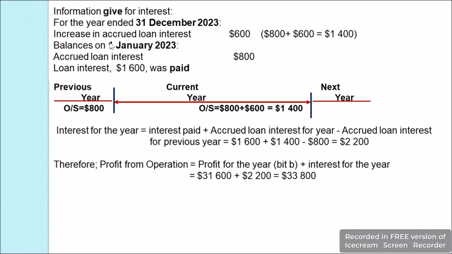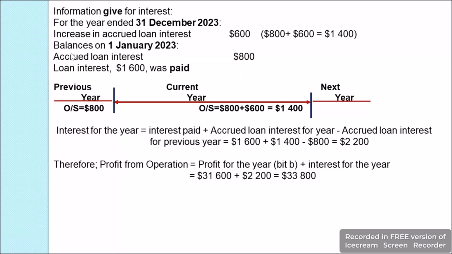So here in the information which is given, on 31st December 2023 we have already calculated the accrued interest which was $1,400, and this belongs to the current year, the year for which we are going to make the profit or loss statement. So this has to be added to the total amount of interest, and then it will be subtracted in the statement of profit or loss.